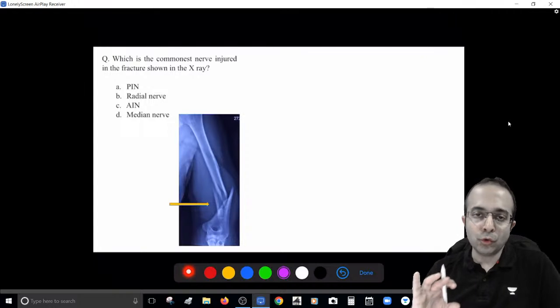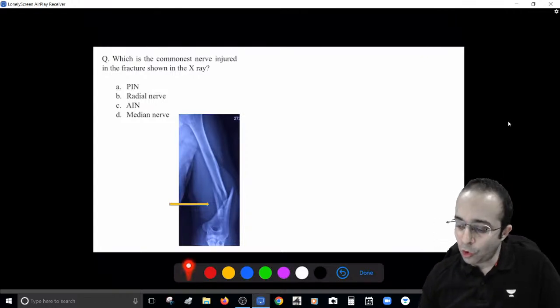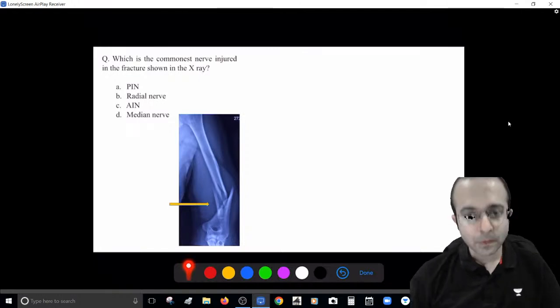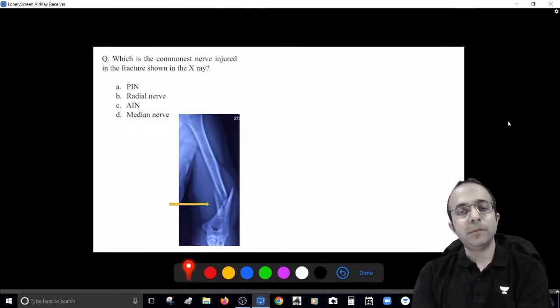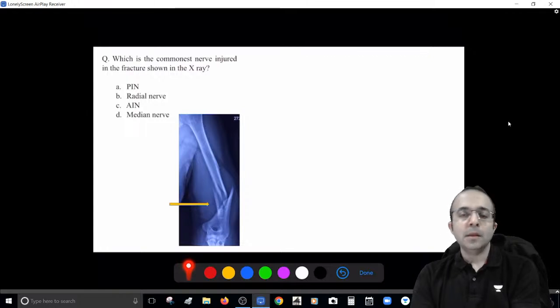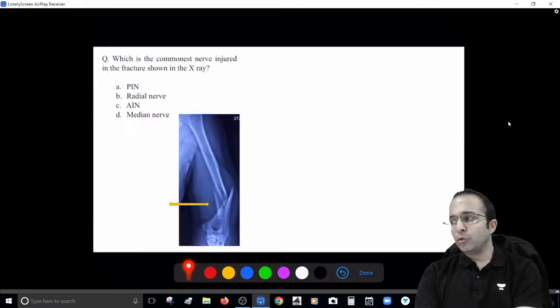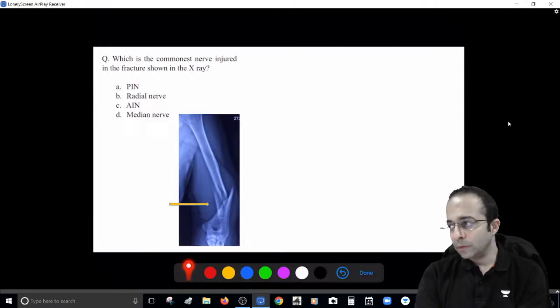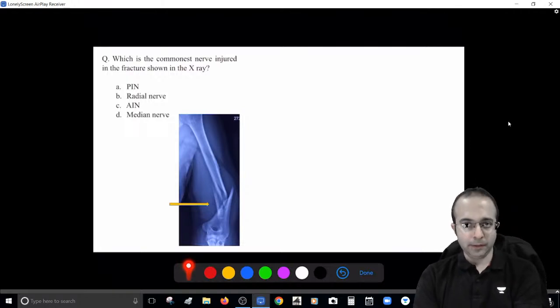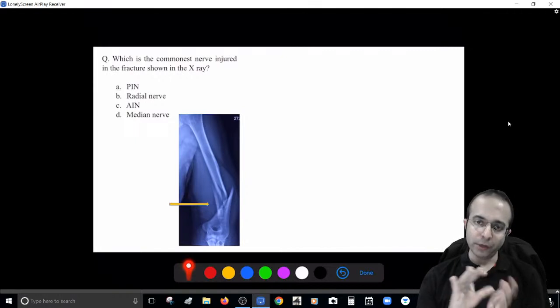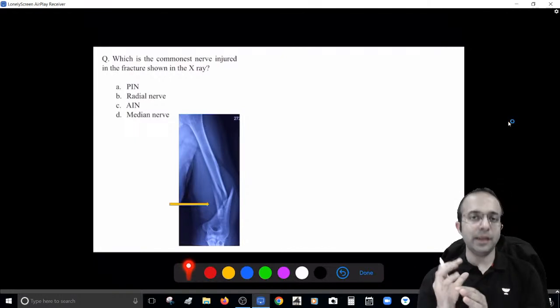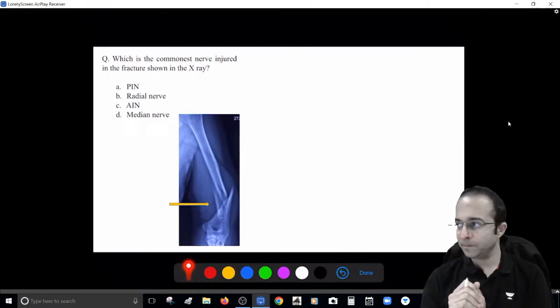Okay, so we begin. The commonest nerve injured in the fracture shown in this X-ray. Now this is one of the repeat questions from the previous AIIMS paper, and a very nice question, I would say. It was a very close call. You had to pick the commonest nerve involved by looking at this X-ray. The difficult point was that you had to read the X-ray to come to the answer.